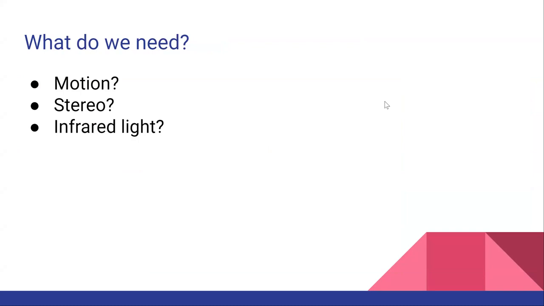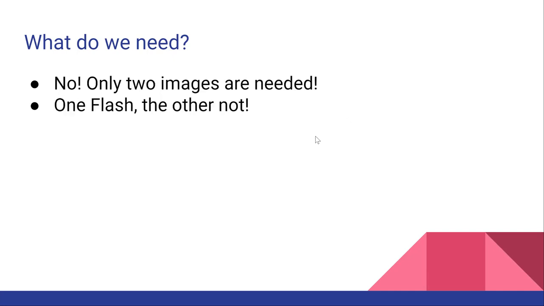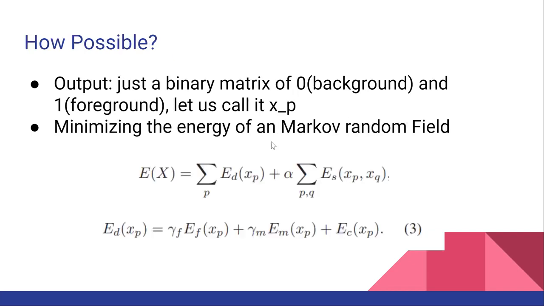And what do we need? In the previous papers, the methods typically require motion vectors or stereo or infrared light, some kind of additional information from either the camera or other settings. But it turns out there are only two images we need to solve this kind of problem. One is the flash image and the other is the non-flash image, which is pretty simple. And how is that possible?